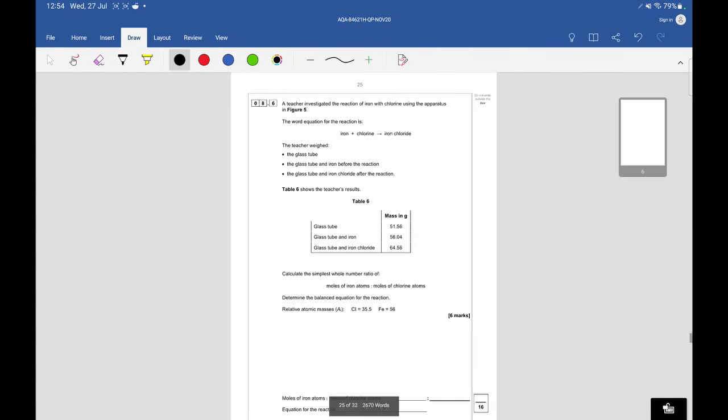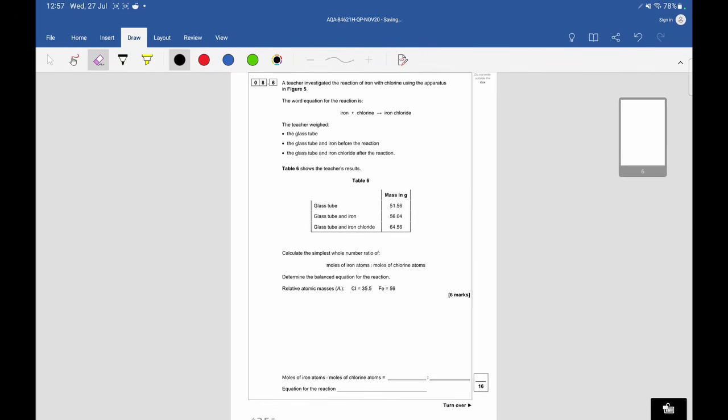Question 8.6 says, a teacher, when we complete this reaction. The first thing that we need to do in question 8.6 is work out how much iron and how much chlorine there is in our substances and the ratio between them. So to work that out, we can look at our results over here next to this table. We can work out how much iron we have by looking at the difference between the glass tube and the iron. We can work out how much chlorine we have by looking at the difference between these two, because the amount of iron won't have gone up or down. Any extra in that final section should be the chlorine.